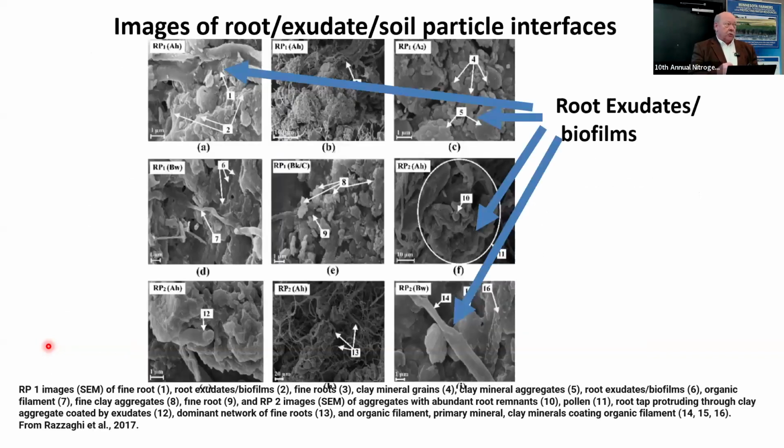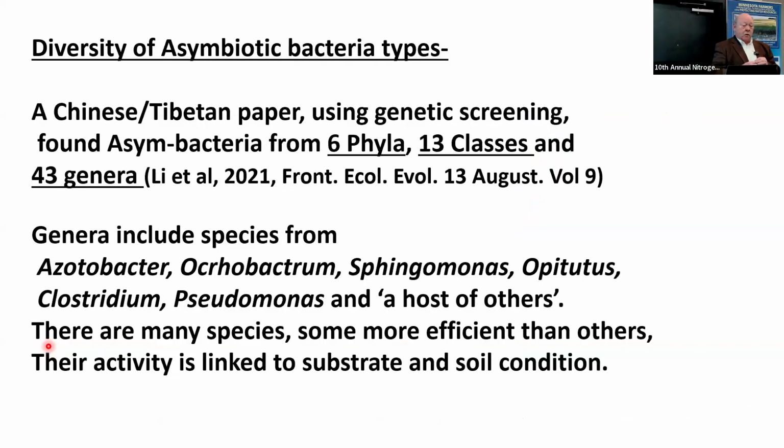So if you look at some micrographs of this, where the arrows are, it points to roots that are just covered with this slime, these root exudates. So that's a food source. There's a lot of diversity. A recent paper showed that just in one soil sample in China/Tibet, there were 6 phyla, which are large groups within an organism, and then 13 classes, 43 genera, and then all those species that are underneath there.